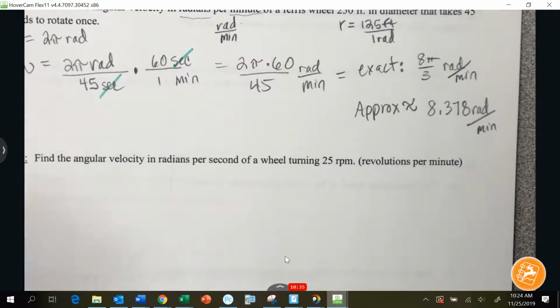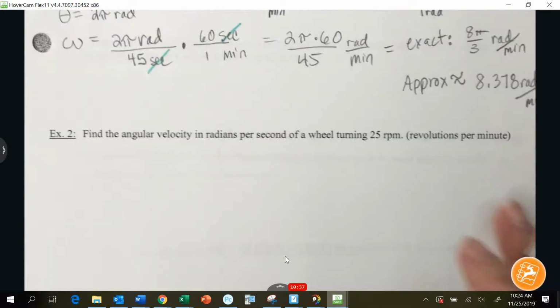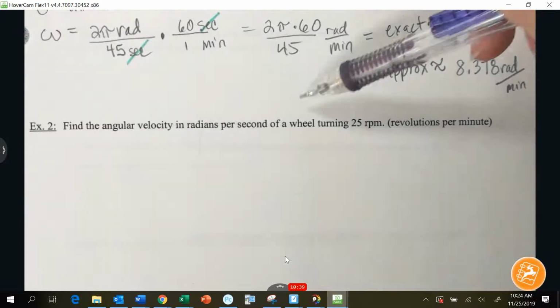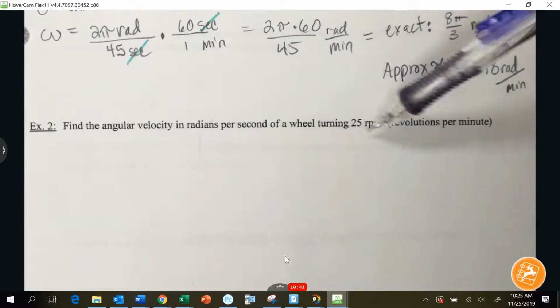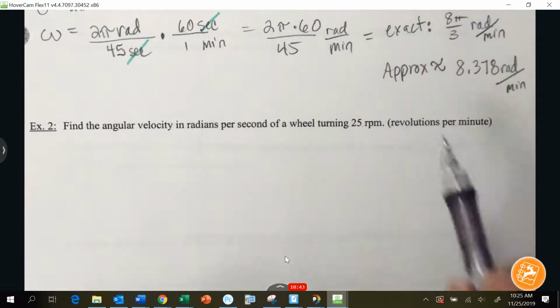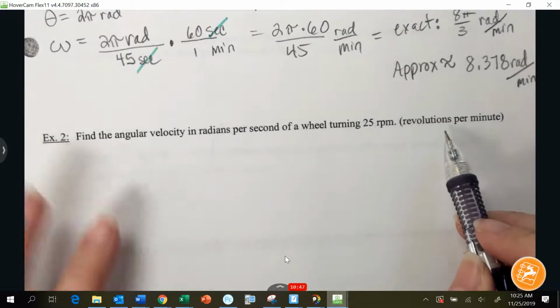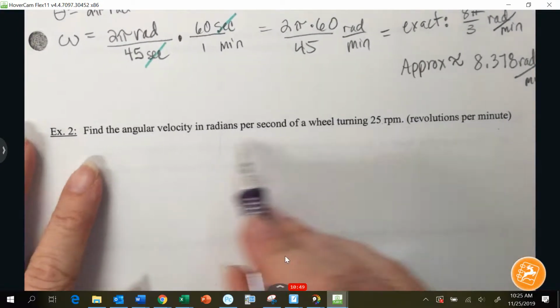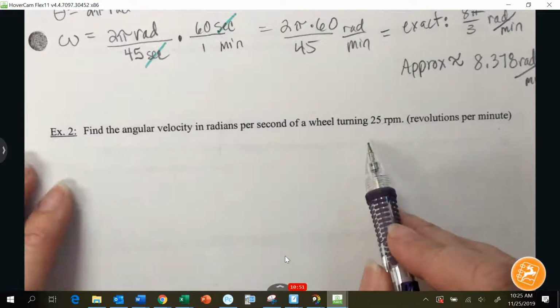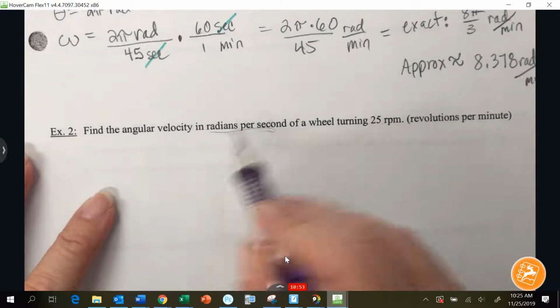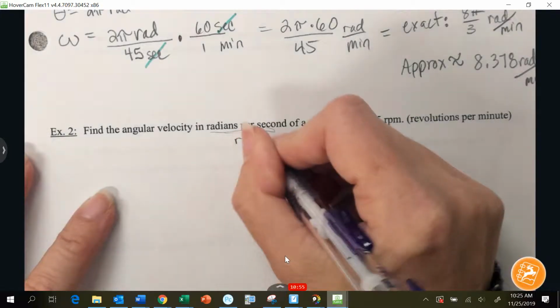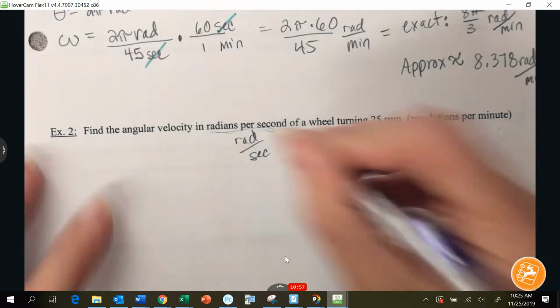Okay. All right, the next one says find the angular velocity in radians per second of a wheel turning 25 RPMs. So RPMs is revolutions per minute. So find the angular velocity in radians per second. We have to find radians per second when we're done.